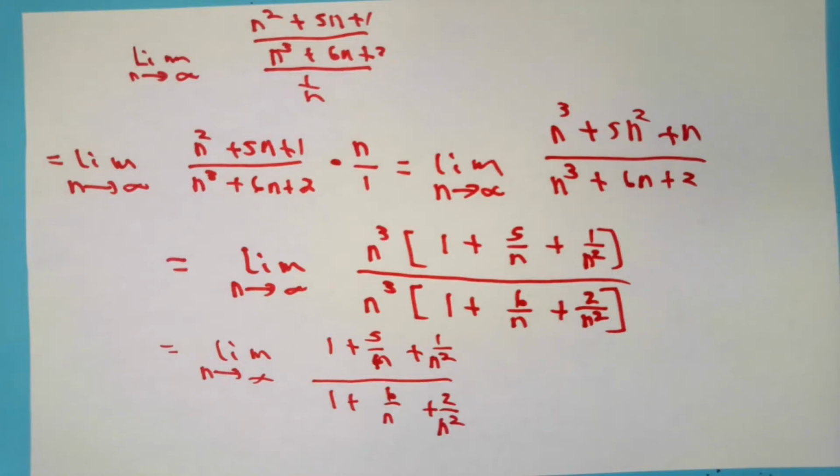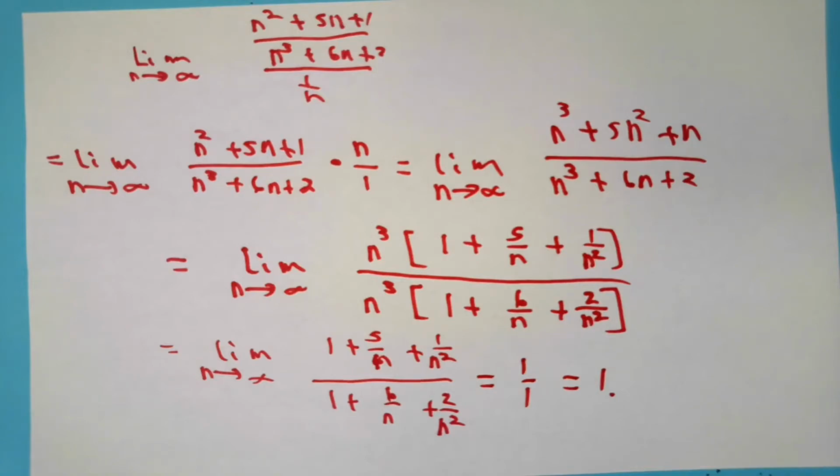6 over n and 2 over n squared also tend to 0. The denominator has a limit equal to 1 plus 0 plus 0, which is 1. Both limits exist, they're both 1, and the one on the bottom isn't 0, so this limit is positive and finite.